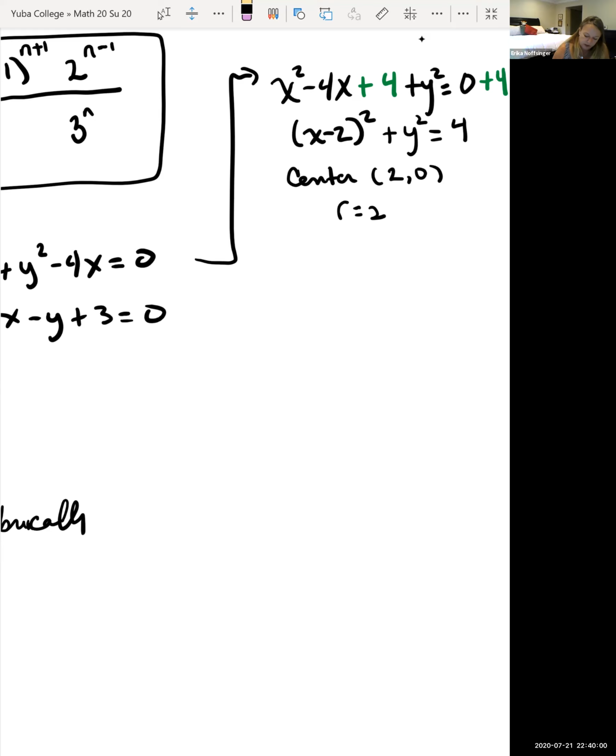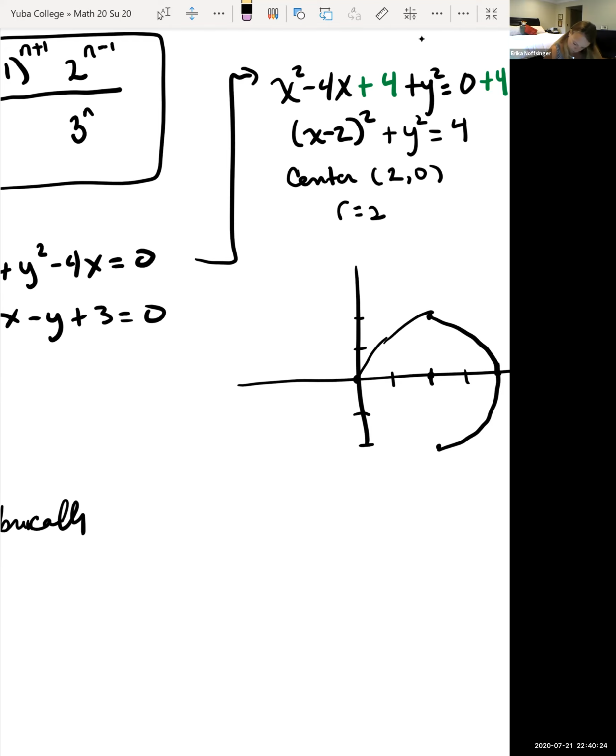So we know what the graph looks like for the first equation, which is center (2, 0). We can go up, down, left, and right 2 from the center. Those will give us points on the graph of our circle.